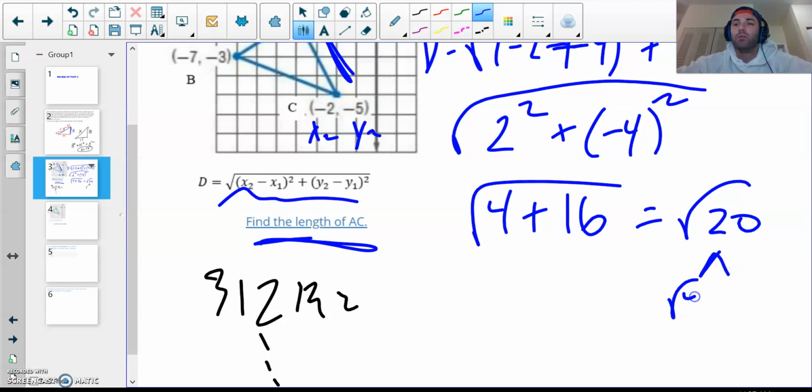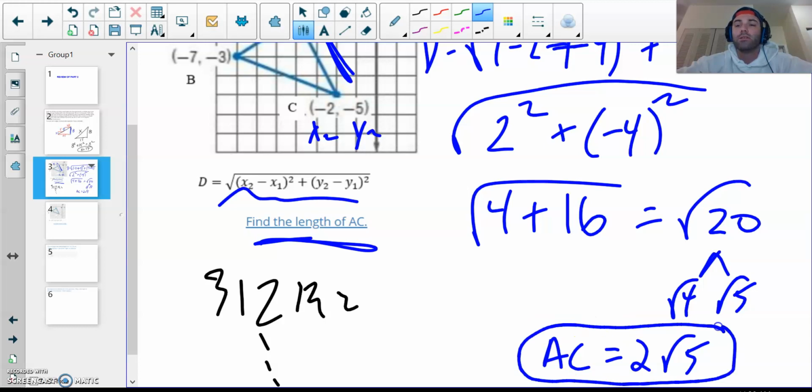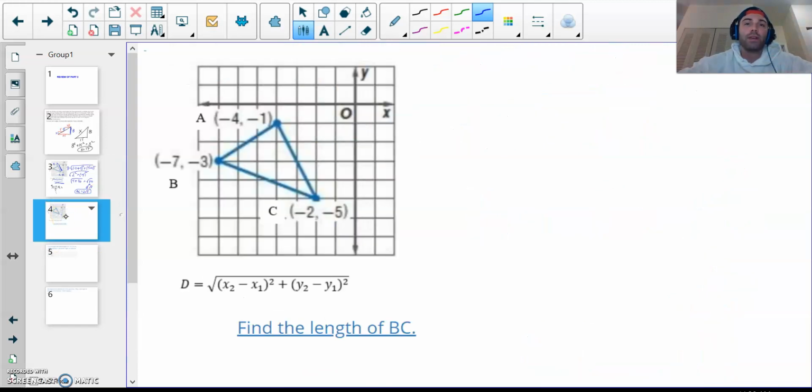If you went square root 4 times square root 5, you should have gotten 2 root 5. So if you were doing your work and you got 2 root 5 and then were confused by the answers, you were right. Okay, so trust your gut on that.